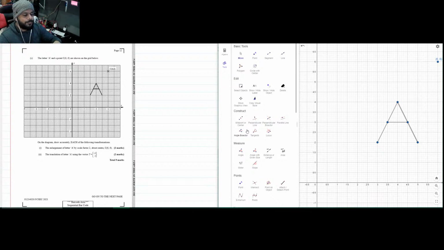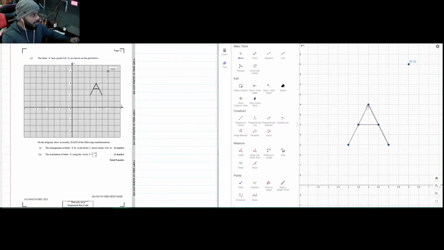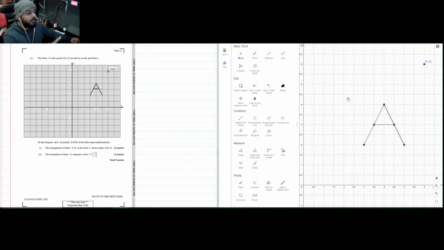How do we do this? First, we take the ruler, we measure the distance from the vertices or the important points. We measure the distance from the important points to the center of enlargement. So in this case, it will be from the top of the A to the center of enlargement. I'm taking my ruler and I'm measuring that distance. If that distance is 4, the distance of the image will be twice that. So the distance of the image will be 8 in the same direction.